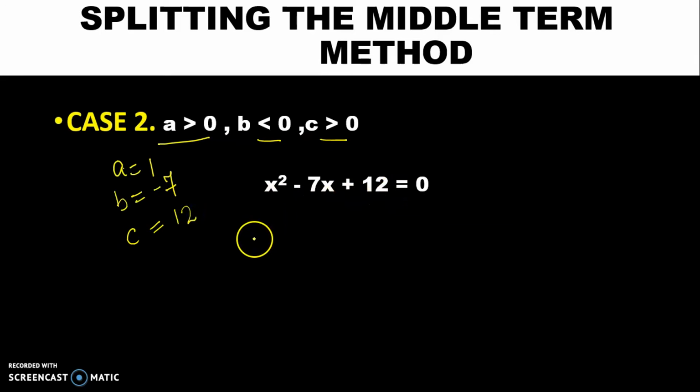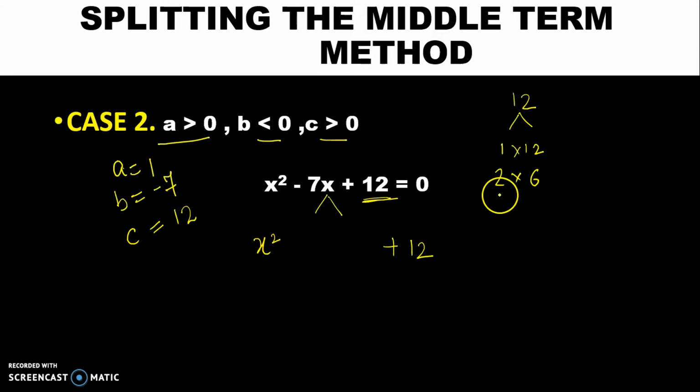So first term will remain same, constant term will remain same. We will split this in two numbers. Now for that, look at the constant term, that is 12. Think of factors of 12. 1 multiplied 12 is 12. 2 6s are 12. Right? And 4 3s are 12.